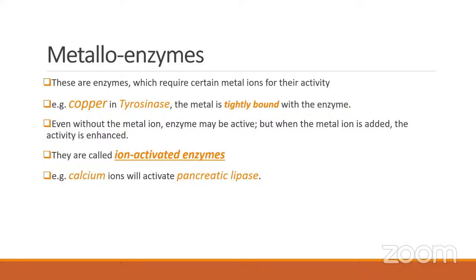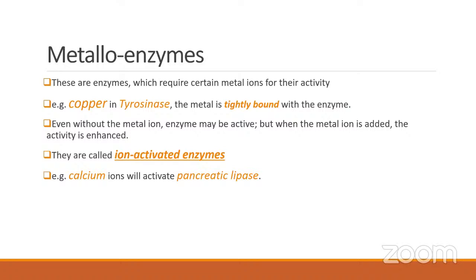For example, tyrosinase. This enzyme requires copper as a metal for its activity. With some enzymes, the metals will be tightly bound, and with some they will be loosely bound. When the metal ion is added, the activity of that enzyme will be enhanced, and that group of enzymes is known as ion activated enzymes.